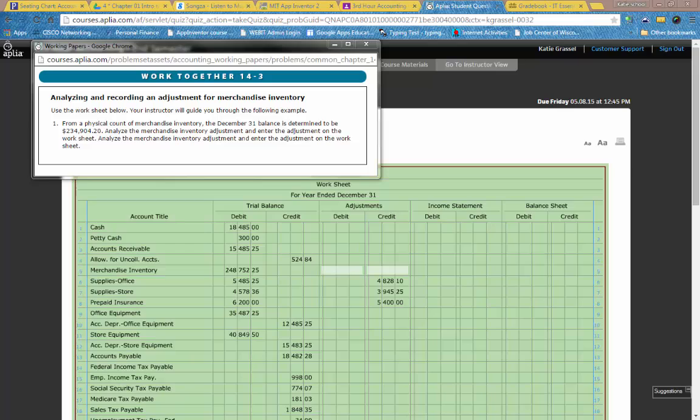All right, so work together 14.3. Ladies and gentlemen, yesterday we went through and learned about our worksheet. And I just want to review a couple things about what we did yesterday first.